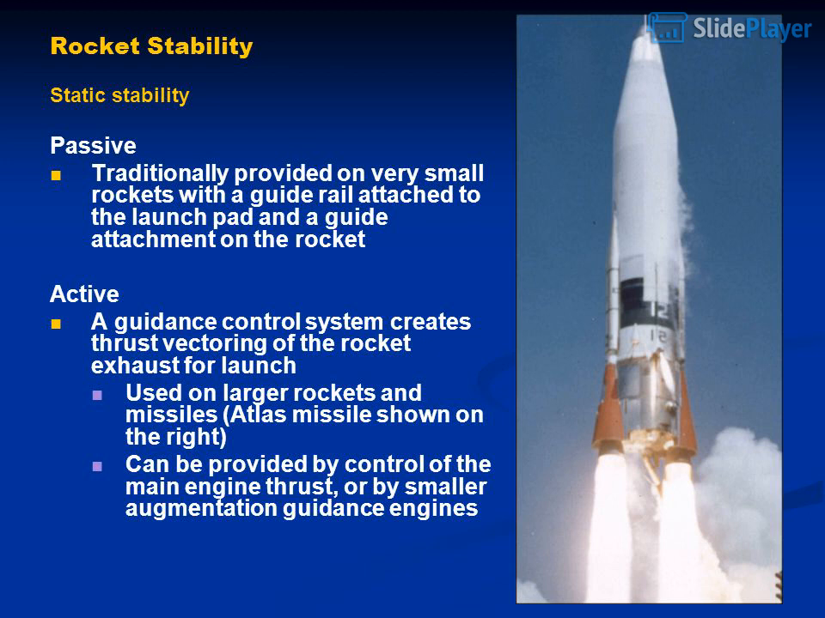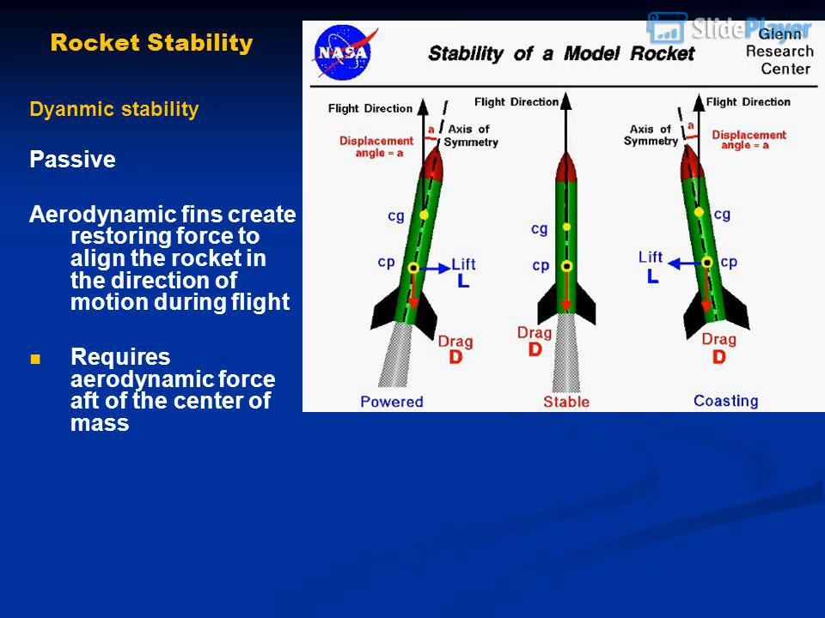Rocket stability. Static stability. Passive. Traditionally provided on very small rockets with a guide rail attached to the launch pad and a guide attachment on the rocket. Active. A guidance control system creates thrust vectoring of the rocket exhaust for launch. Used on larger rockets and missiles, Atlas missile shown on the right. Can be provided by control of the main engine thrust, or by smaller augmentation guidance engines. Requires aerodynamic force aft of the center of mass.